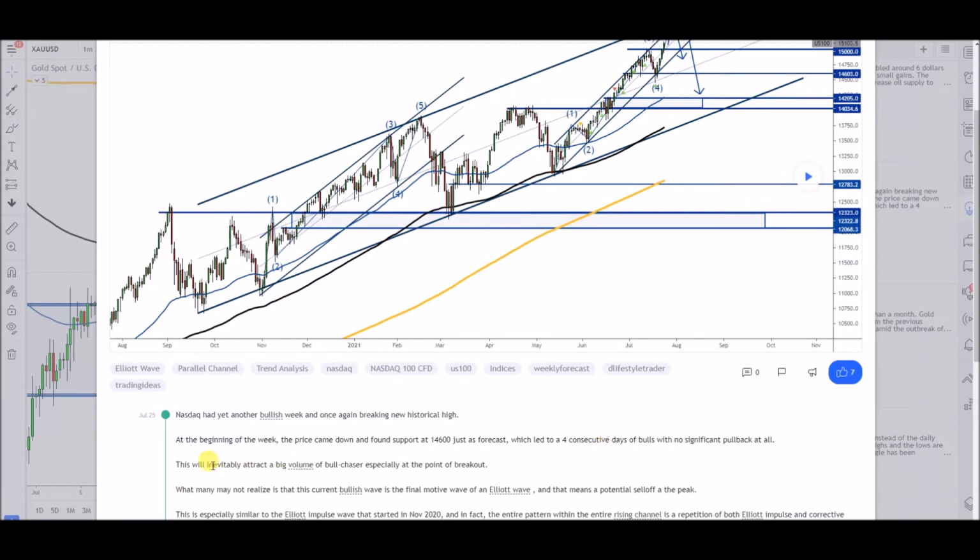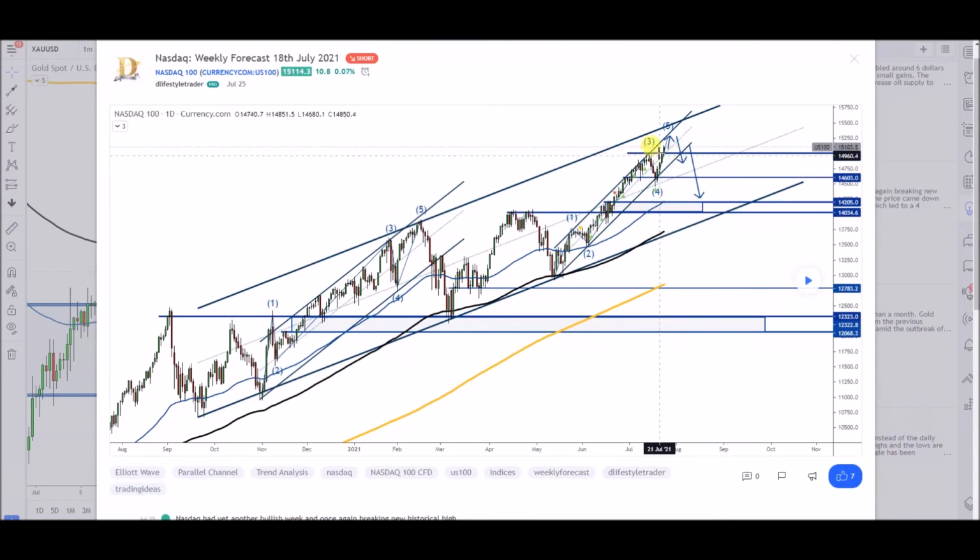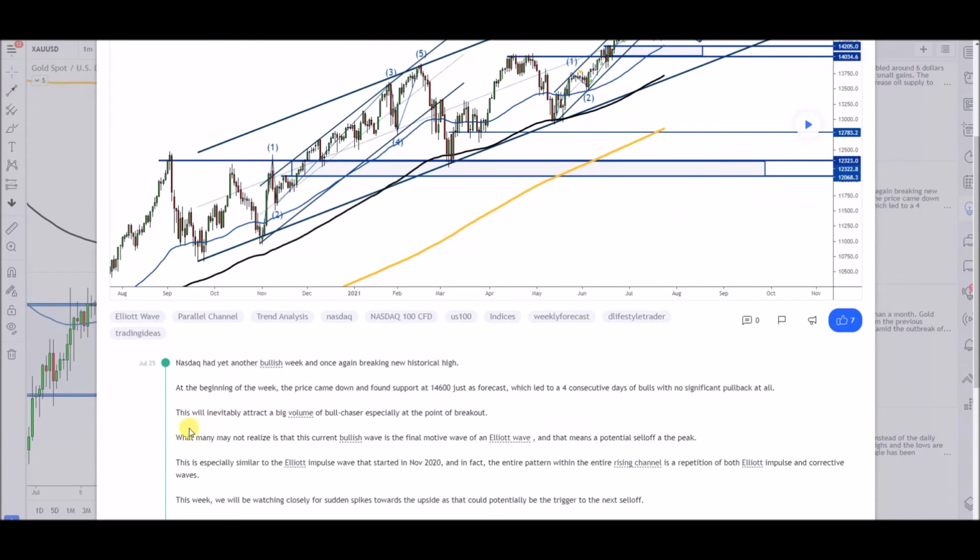And this will inevitably attract a big volume of bull chasers. Right, people that see the trend go up and try to chase the high, especially at the point of breakout right at this region. And what many may not realize is that this current bullish wave is the final motive wave of an Elliott wave, and that means a potential sell-off at the peak.